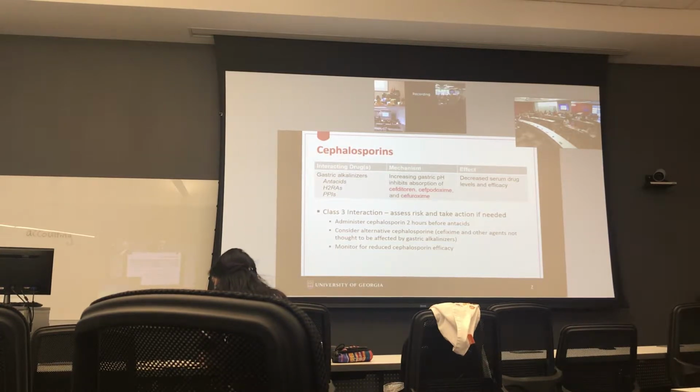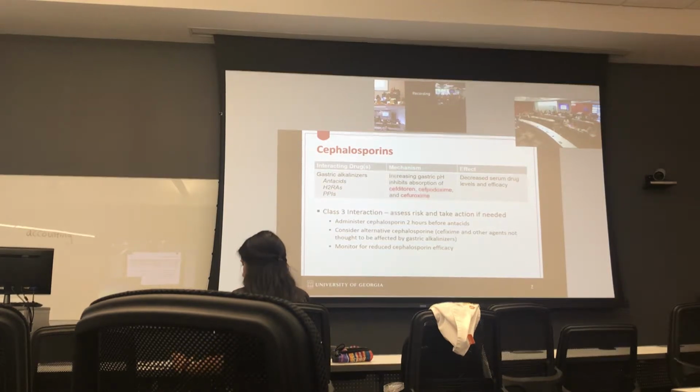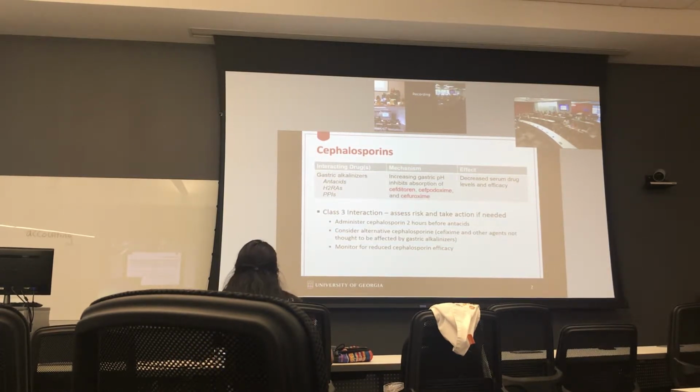So a couple ways that you can mitigate this interaction. You can administer the cephalosporin 2 hours prior to antacids. Separating the doses may be somewhat effective with H2RAs and PPIs, but it will be less effective in separating the dose from antacids because of the duration of action. You can also consider an alternative cephalosporin. So only some agents in the class have this interaction, so we can use a different cephalosporin, and then as always monitor for reduced efficacy.